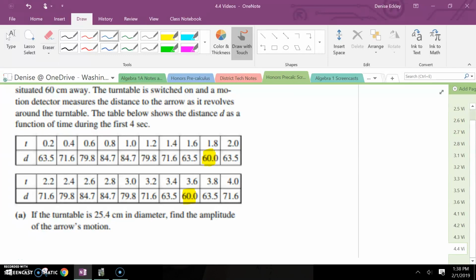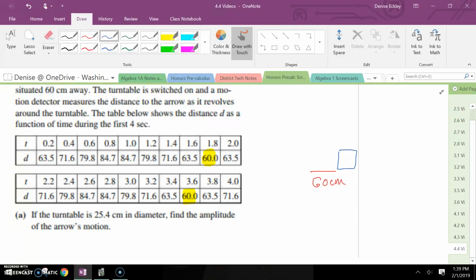Okay, so our next example, page 359, number 78, is another sinusoidal graph, but this time we're talking about a turntable that has a record on it, and someone has shot an arrow straight down vertically onto the edge of the record. Then a motion detector has been set up over here, and it is 60 centimeters from the turntable or the edge of the record.